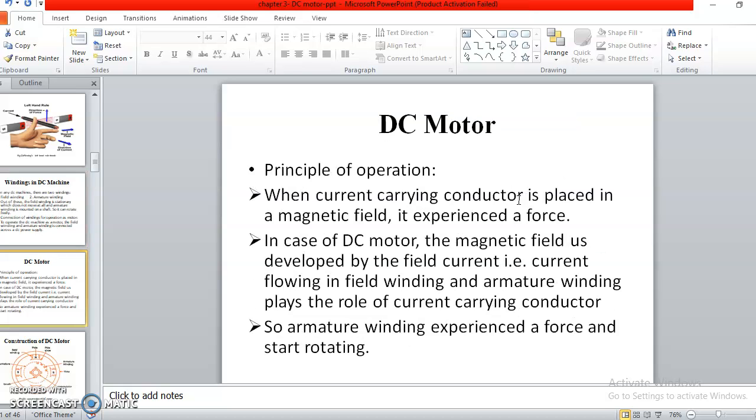The working principle of DC motor, as we have discussed earlier, is that when a current carrying conductor is placed in a magnetic field, it experiences a force. In case of a DC motor, the magnetic field is developed by the field current, that is the current flowing in the field winding, and the armature winding plays the role of the current carrying conductor. So the armature winding experiences a force and starts rotating. This is all about the working principle of DC motor.